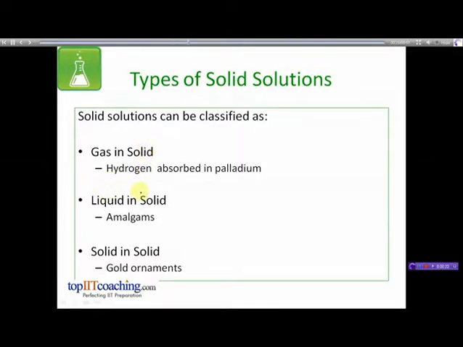The second type is liquid in solid solutions, in which liquid solute is dissolved in solid solvent. Its example is amalgams such as sodium amalgam, in which mercury is in liquid state, which is dissolved in sodium, which is solid. Third type of solid solutions are solid in solid solutions. For example, alloys, in which both the solute and the solvent are solid. Gold ornaments are also its examples, in which copper or silver is dissolved in gold.